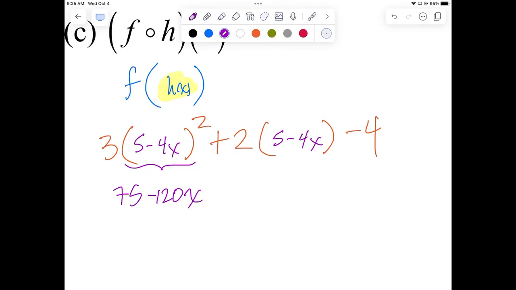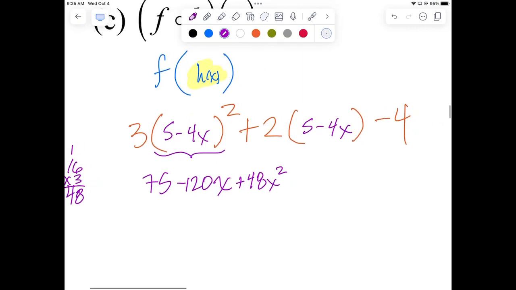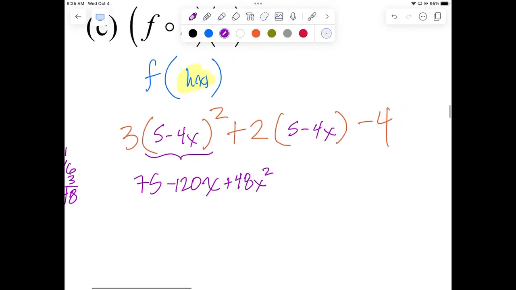What's negative 4x times negative 4x? 16x squared. And 16 times 3? 48x squared. Okay, there you go. Is it okay to go off to the side and say 16 times 3 like this if you need to? Yeah, that's perfectly fine. But we're saving a whole line of writing by distributing the 3 as we go. Now over here, there's no squared on the outside, so we just distribute. We get plus 10 minus 8x and then minus 4.